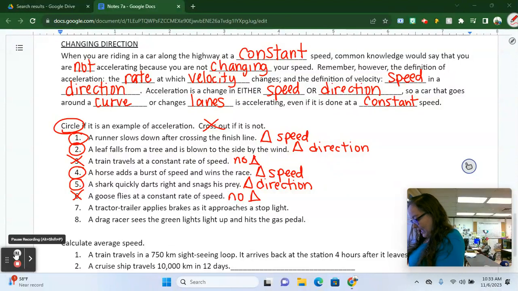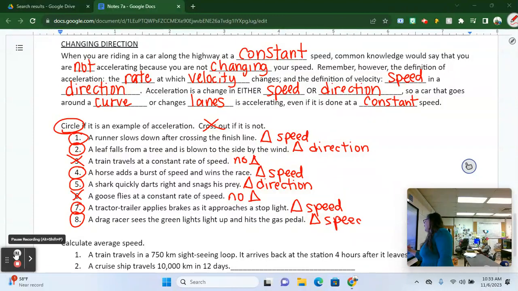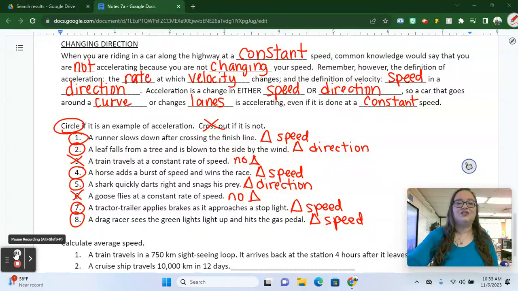A tractor trailer applies brakes as it approaches a stoplight. It's slowing down. That's negative acceleration. So it is acceleration. It's a change in speed. And finally, a drag racer sees the green lights light up and hits the gas pedal. He definitely accelerated on that one. That's kind of our very definition of acceleration, isn't it? All right, pause if you need to check and make sure you got those right, but I'm going to erase and move on.